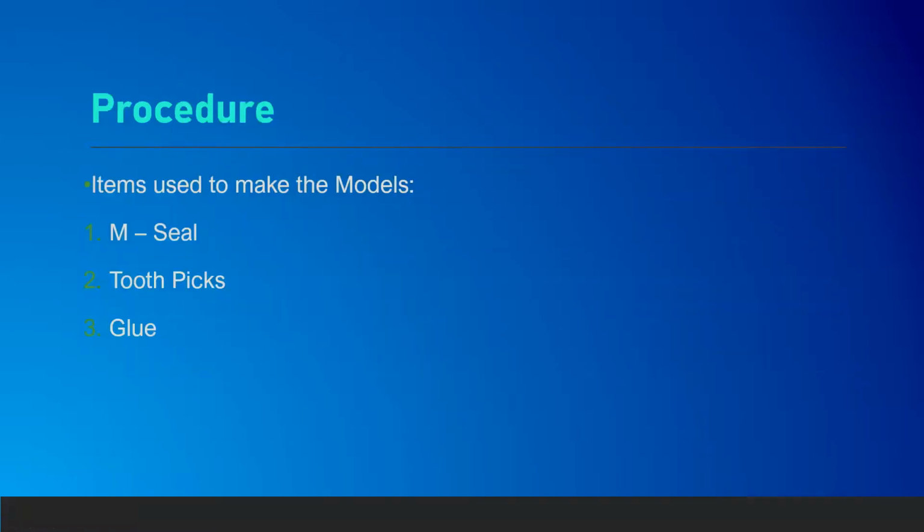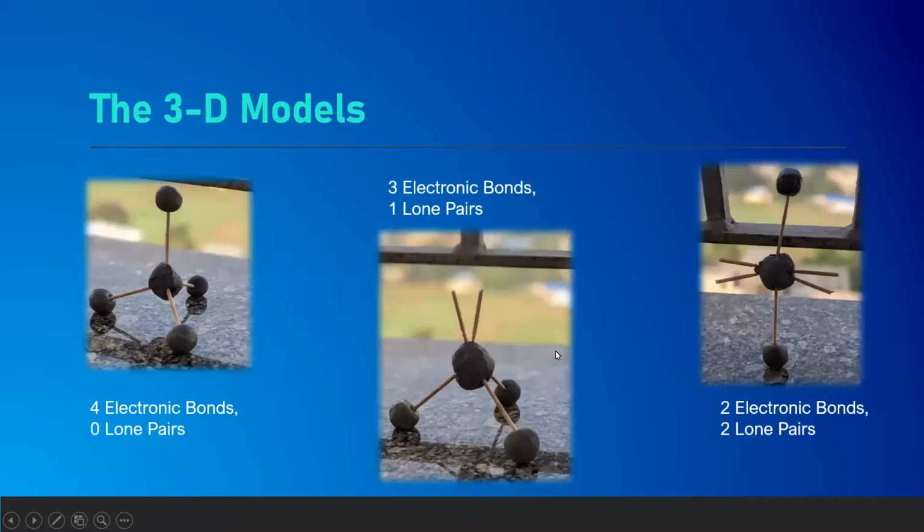So if we move here, if we see the models which I had made physically, we have the first model which has all 4 electron bonds with 0 lone pairs. Then over here we have 3 electron bonds, which is 1, 2, and 3 with 1 lone pair, which is the broken sticks. And we have the last one, which is 2 electron bonds and 2 lone pairs. Now I'm actually just going to switch on my video and show you all the 3D models.